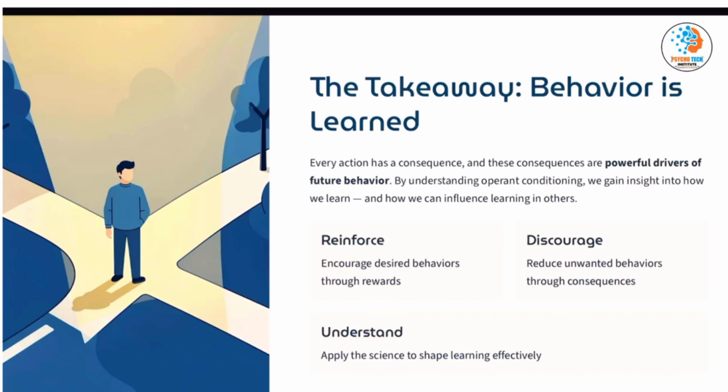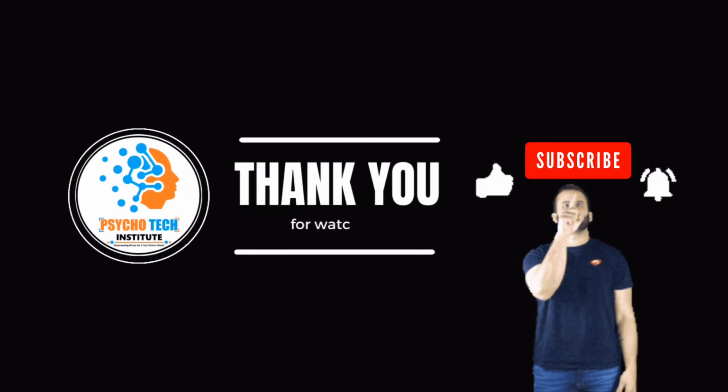The main idea of operant conditioning is that behavior is learned through consequences. By using reinforcement, we can encourage desired behaviors, and through punishment, we can reduce unwanted ones. Understanding this concept helps us shape behavior effectively in ourselves and others.